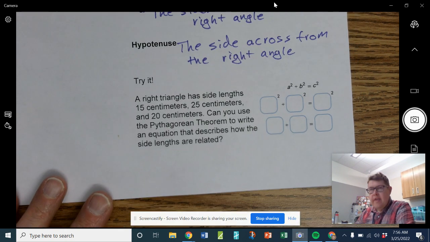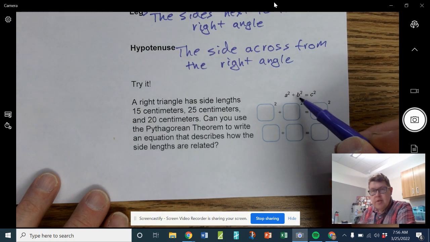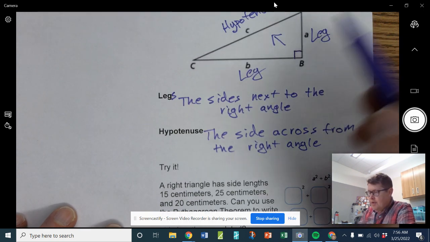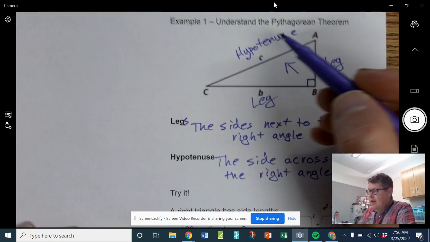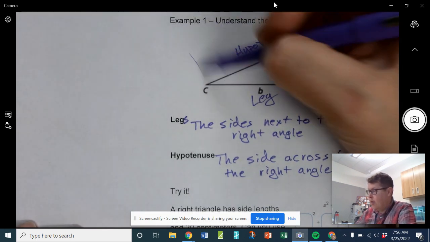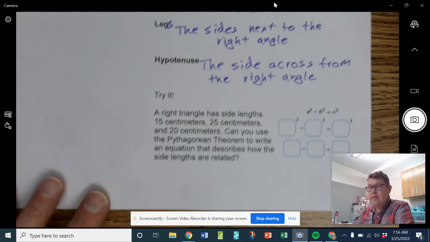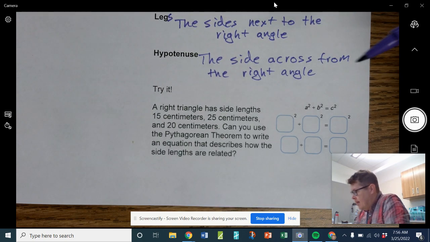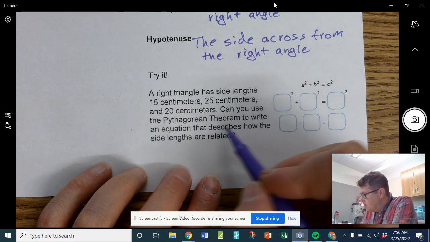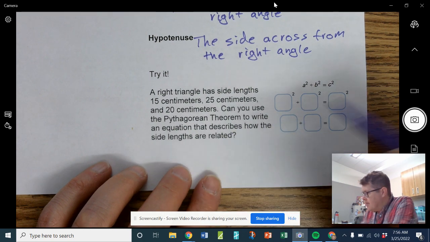So the actual formula is a squared plus b squared equals c squared. Basically, you take this, make a square, take this, make a square, add them together, and it's equal to the square of this. When I talk about the square, I'm talking about the area of that square, how big that square is. A right triangle has side lengths 15 centimeters, 25 centimeters, and 20 centimeters. Can you use the Pythagorean theorem to write an equation that describes how the side lengths are related?